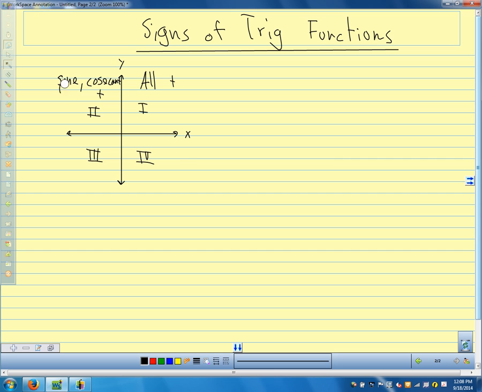And why don't I erase this, and I'm just going to write sine theta and cosecant. So those two are positive. All the rest of the trig functions are negative.